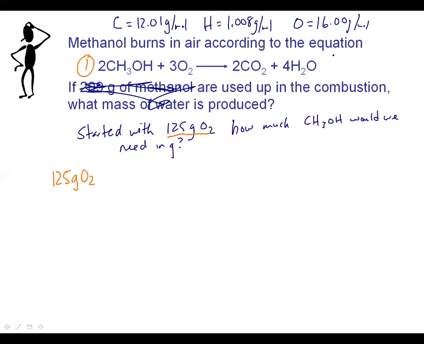Again, it is the periodic table that's going to allow us to convert that, and that is 32 grams per mole, as each oxygen is 16. So 16 times 2 gives us 32 grams per mole. We're going to divide it by 32 grams per mole of O2. That is going to cancel our grams of O2.